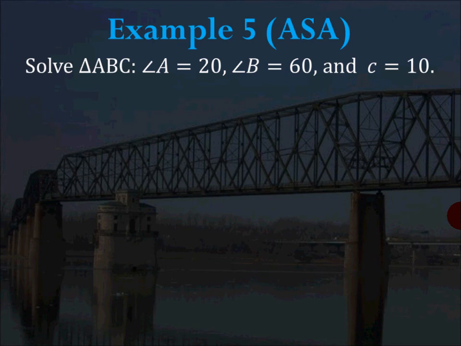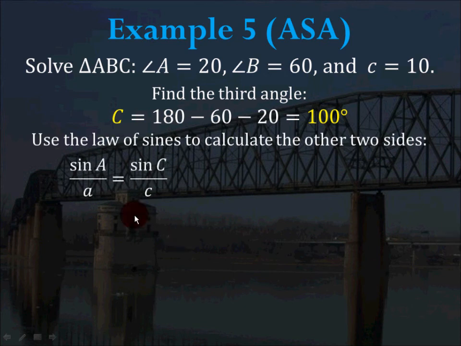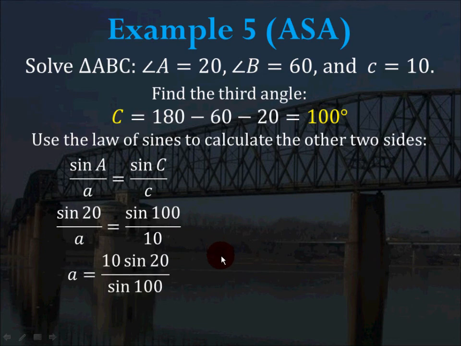Alright, so here we go. First find angle C. Angle C is going to be 180 minus 60 minus 20, or 100 degrees. Now you're just going to use the law of sines to figure out sides A and B. So, first let's figure out what side A is. Sine A over A is equal to sine C over C. So sine of 20 over side A is equal to sine of 100 over 10. So A is equal to 10 sine 20 over sine of 100, or 3.47.